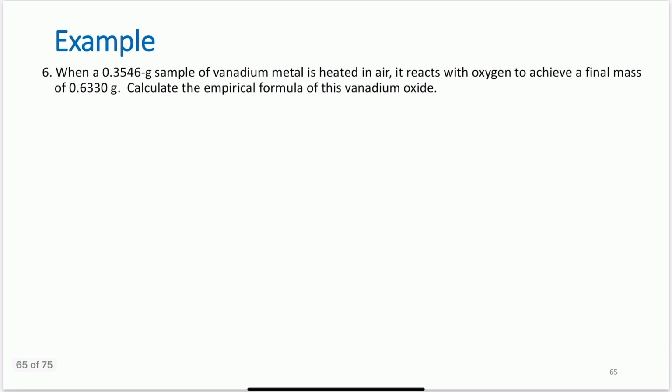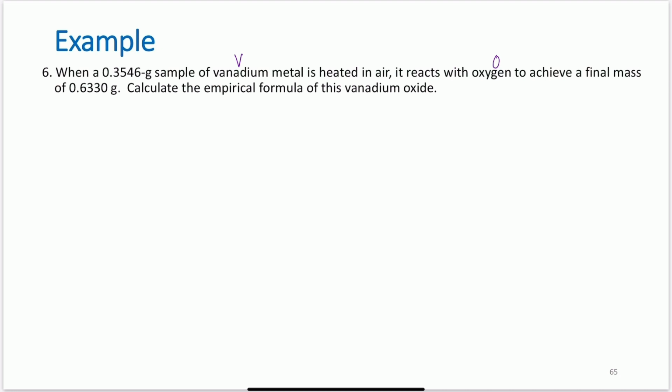Okay. When a 0.3546 gram sample of vanadium metal is heated in air, it reacts with oxygen to achieve a final mass of 0.6330 grams. Calculate the empirical formula of this vanadium oxide. I know vanadium is V. It's going to react with oxygen to form vanadium oxide.